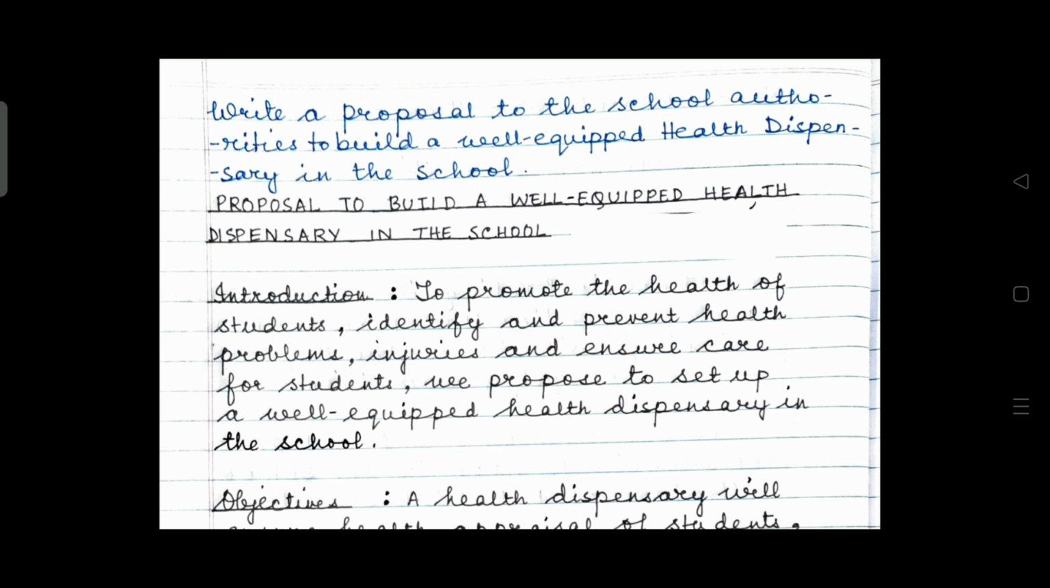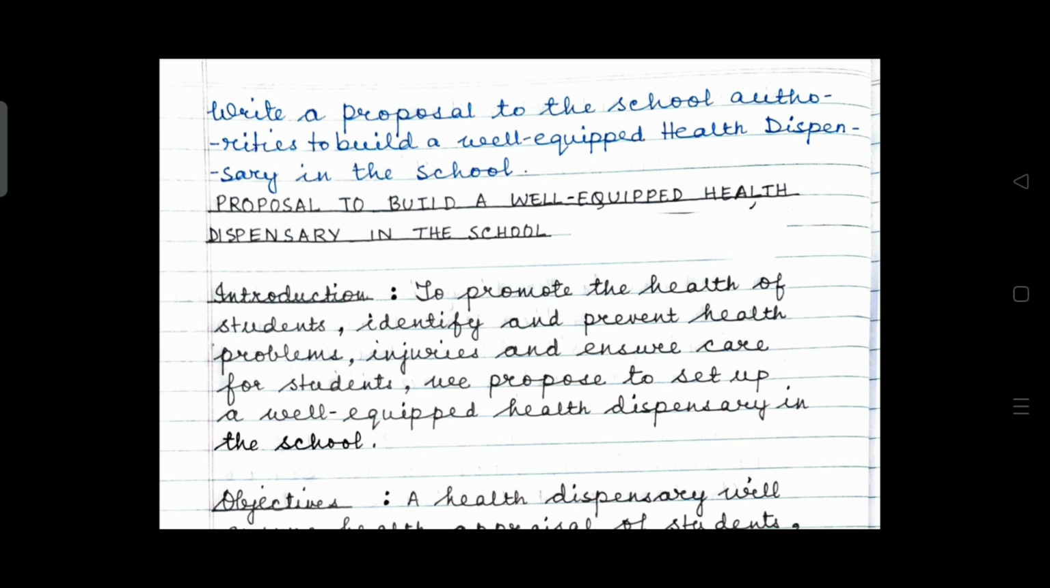To promote the health of students, identify and prevent health problems, injuries, and ensure care for students, we propose to set up a well-equipped health dispensary in the school. This is the introduction, a single sentence. I have packed in so many points and I have done that judiciously.